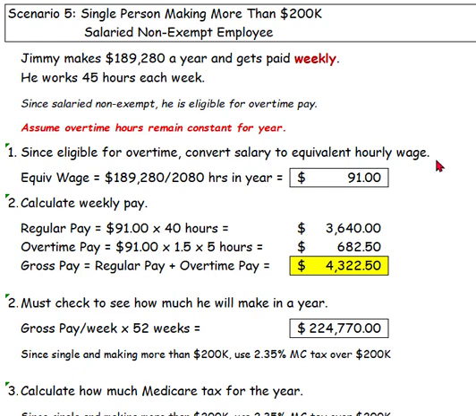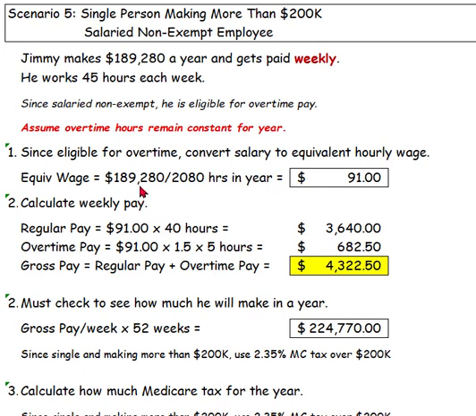Although Jimmy makes $189,280 a year, with overtime, you'll find out that he's going to make over $200,000, which means he's going to have to pay those two different Medicare tax rates. So you cannot just go by this number. You have to factor in overtime if he is salaried non-exempt.